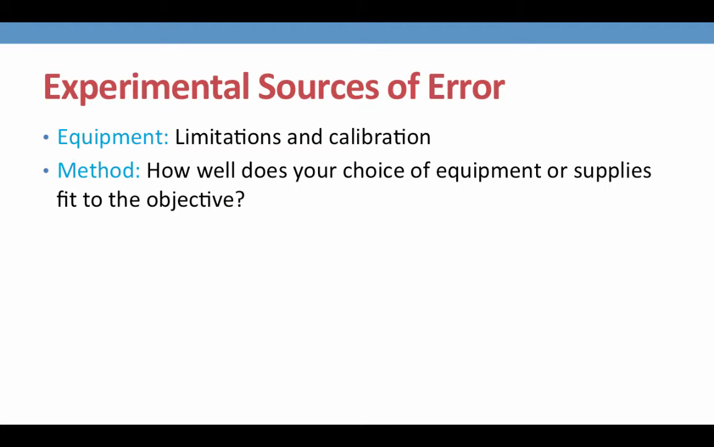Another source of error is the method. This means, how did you go about doing the experiment? Did you choose equipment and supplies that will fit the objective and give the highest amount of precision possible? Did you choose to use an analytical balance rather than the pan balance? Did you choose a sample that is stable or one that is going to evaporate on you or absorb water, meaning a hygroscopic sample? These considerations need to be taken into account when designing an experiment.